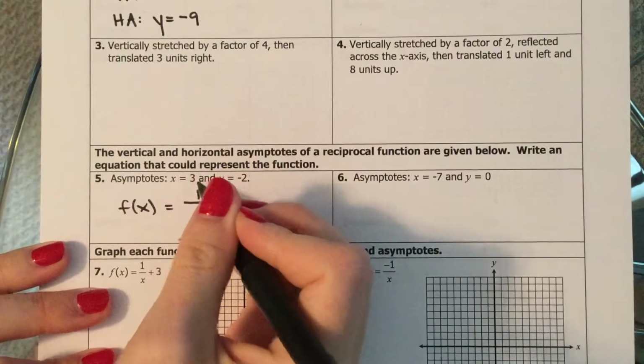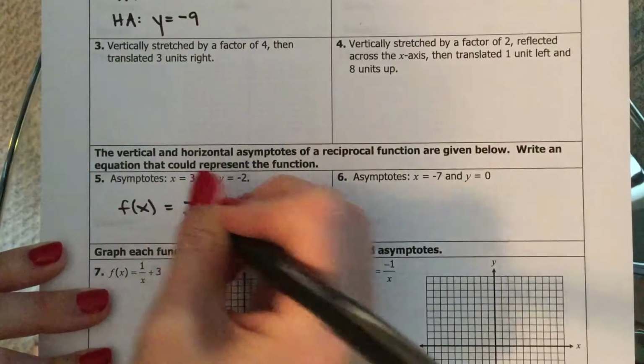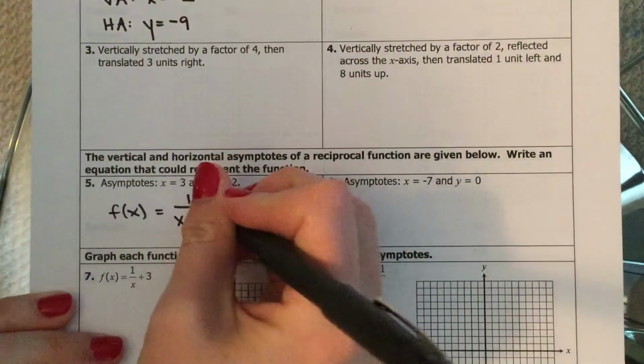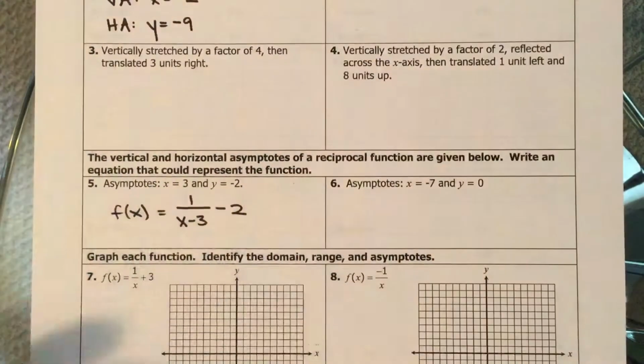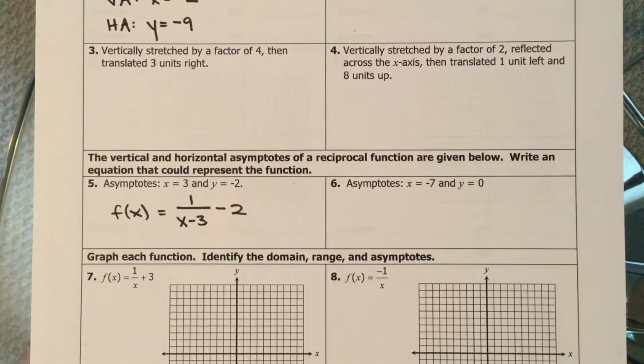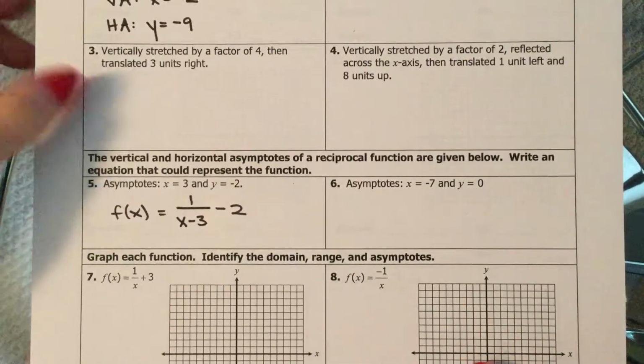So x equals 3, that means everything shifted to the right 3 units. The denominator would be x minus 3. Y equals -2, that means everything shifted down 2 units. So that would be your setup. All right, and then something very similar for number 6. So for the rest of these, we're doing our graphs. 7 and 8 start off a little bit basic, just having an x in the denominator.